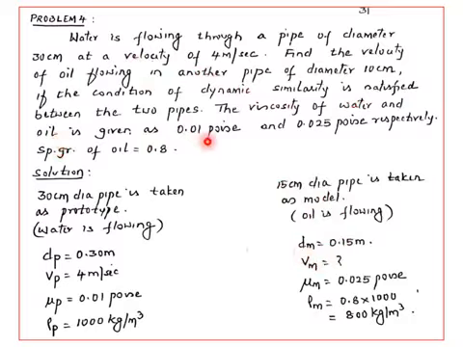The viscosity of water is 0.01 poise, so mu p is 0.01 poise. Here water is used, so the density is 1000 kg per meter cube. Similarly, the viscosity of oil is 0.025 poise. The specific gravity of oil, which is used in the 15 centimeters diameter pipe, is 0.8, so density can be calculated as 0.8 into 1000, which is 800 kg per meter cube.